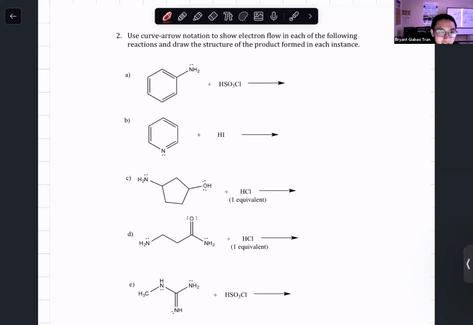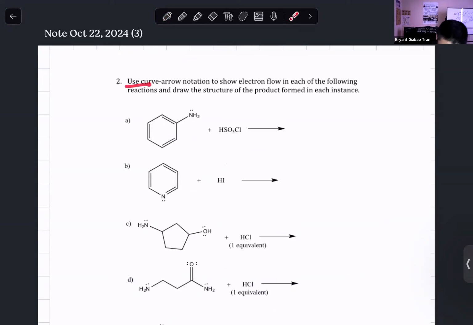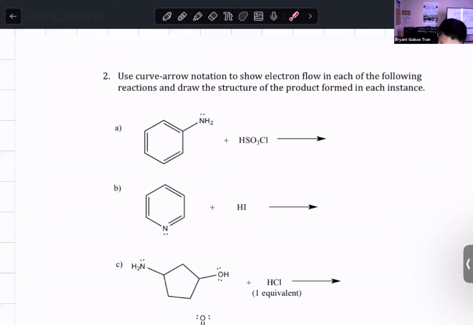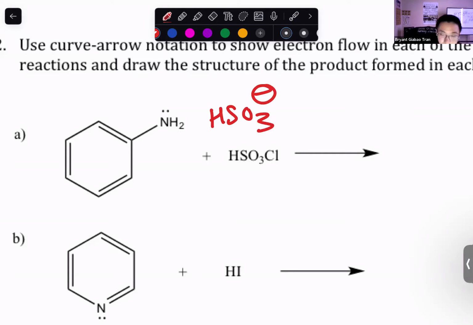Yeah, right. So this question here is asking to use curved arrow notation to show electron flow in each of the following reactions and draw the structure of the product. When you see HSO3, that's gonna have a negative charge right there. So that's gonna be our base, right? Because our base is going to have electrons to attack a proton.